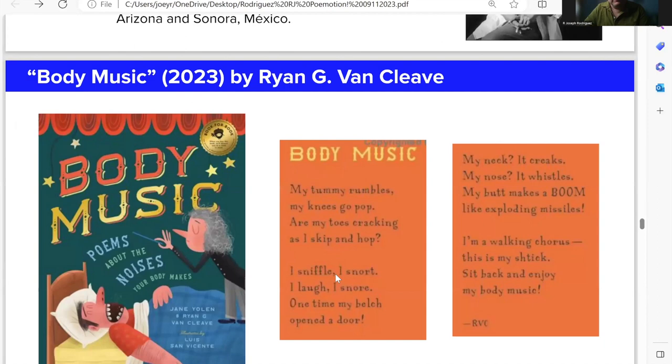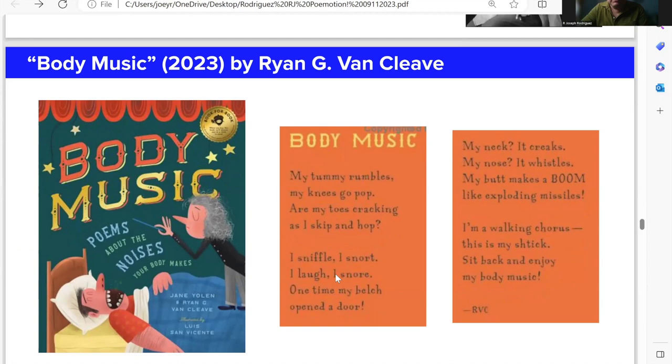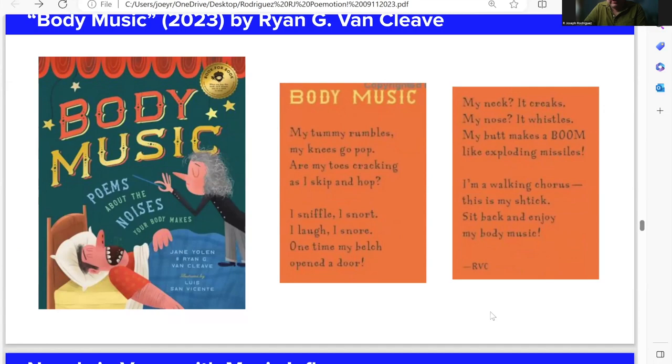This is a poem by Ryan G. Van Cleve, Body Music. The tummy rumbles, my knees go pop. Are my toes cracking as I skip and hop? I sniffle, I snort, I laugh, I snore. One time my belch opened a door. My neck, it creaks. My nose, it whistles. My butt makes a boom like exploding missiles. I'm a walking chorus. This is my shtick. Sit back and enjoy my body music.